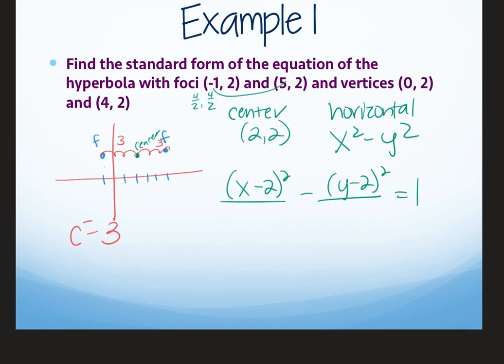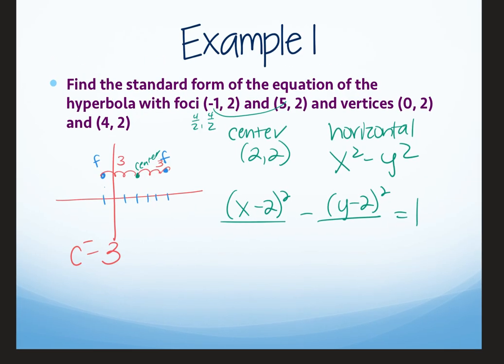And then they gave you another piece of information, that the vertices are 0, 2 and 4, 2. So 0, 2 is a vertex, and 4, 2 is another vertex. This confirms it's horizontal, right? And what letter does a vertex give you? A, B, C? It is 2, but what letter is it? Is that A, B, or C? The A. So A is 2.